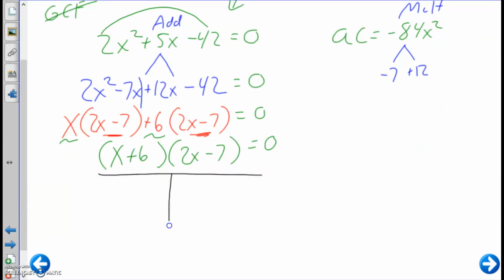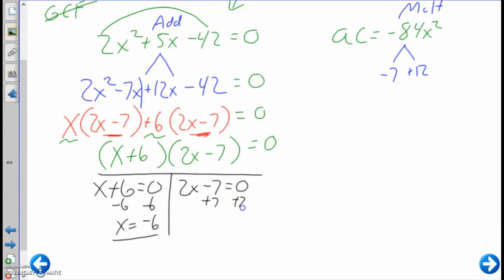And the way you solve these is a little t-chart, set each factor equal to 0. So 2x minus 7 equal to 0. Minus 6, we get x equals -6. Here we're going to add 7 to get 2x equals 7, and then divide by 2. So x equals 7 over 2.